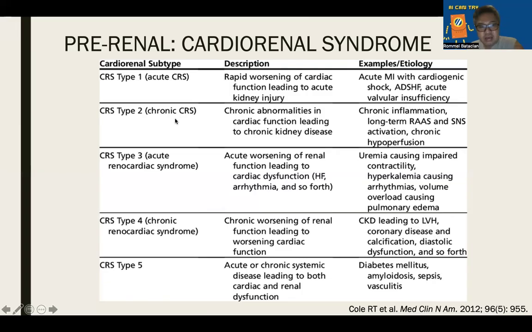AKI. The type 2 meanwhile are chronic problems in the heart that led to chronic kidney disease. So chronic inflammation, the activation of the RAAS and the sympathetics that are unchecked. So type 2 cardiorenal syndrome is the appropriate label. The third one would be renocardiac. So the kidneys can also cause heart problems.